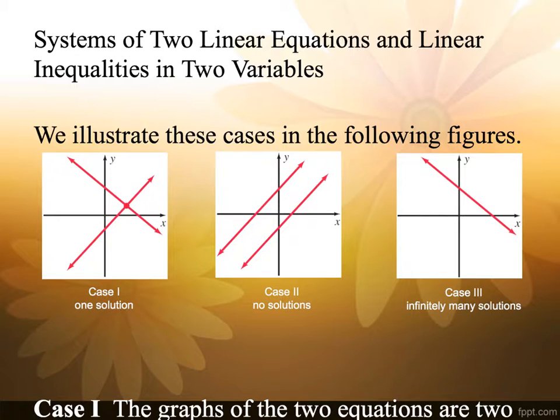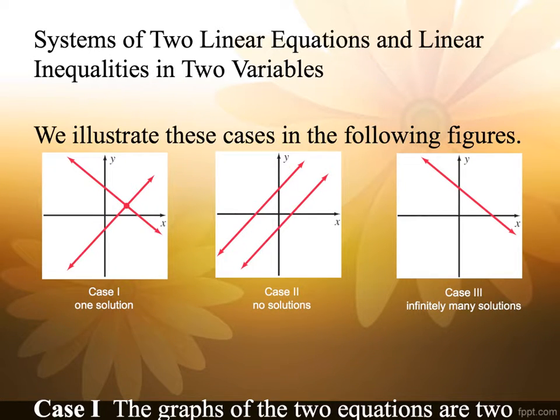Case 2 demonstrates a situation where we have two linear equations, but they both have the same slope, but different y-intercepts. So therefore, when we graph them, they are parallel lines. We've talked about this in a previous lesson. Well, in that case, those two linear equations have no points in common, therefore there are no solutions.